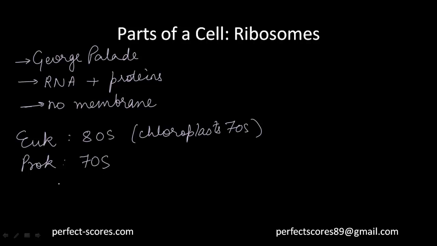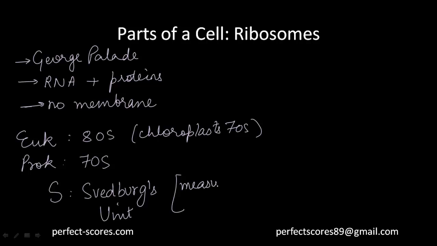Now you might have wondered, what is this S that we are talking about? S here stands for Svedberg's unit, and it stands for the sedimentation coefficient. That means indirectly it's a measure of density. So both 70S and 80S ribosomes are composed of 2 units. I hope you remember that we talked about 70S being composed of 2 units, that is 50S and 30S. So similarly, the same happens for 80S also. They are also composed of 2 different units. So that was about the ribosomes.